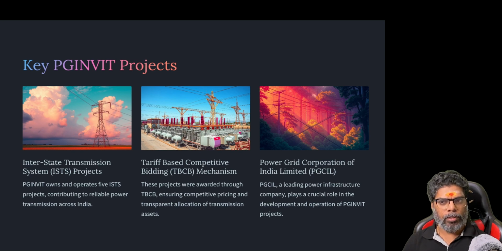Okay, and what does TBCB mean? There are certain projects which are allocated based on a bidding mechanism, to make sure it is very transparent how much money they are investing, all those things. Through this they get different projects. Another thing, as I mentioned, is Power Grid Corporation of India, which is the major source of power in India. Power Grid is across India. Every state has a power grid, and they play a very crucial role in the development and operation of PGInvIT projects.